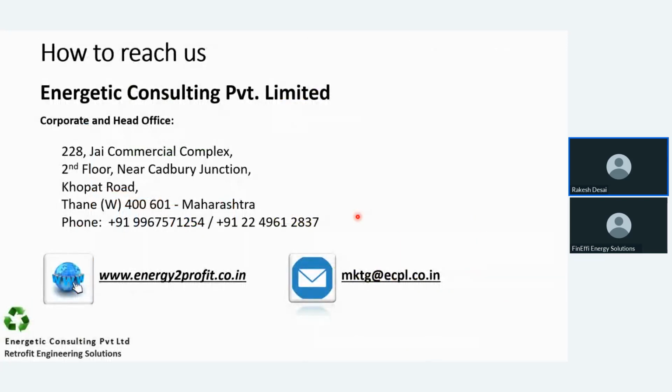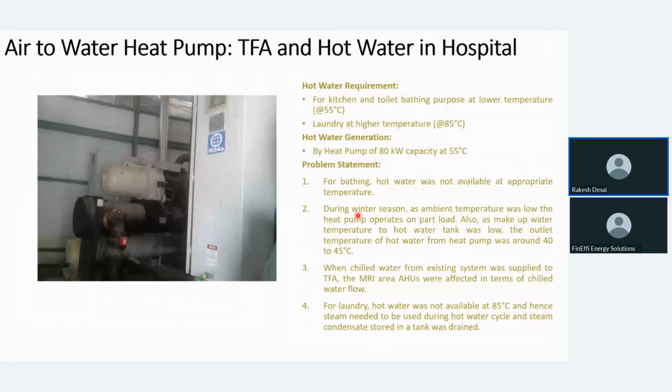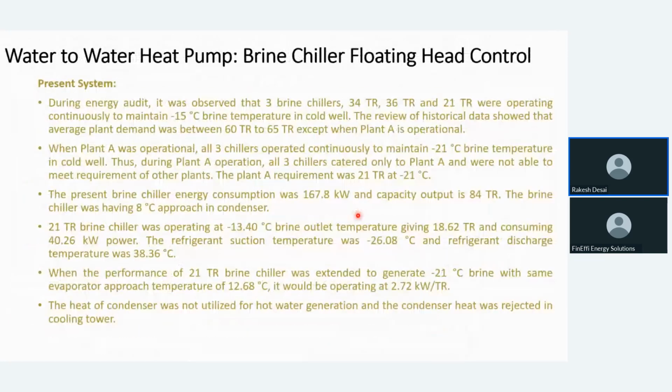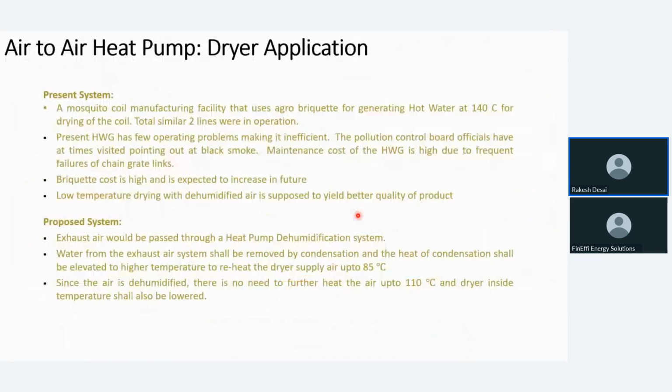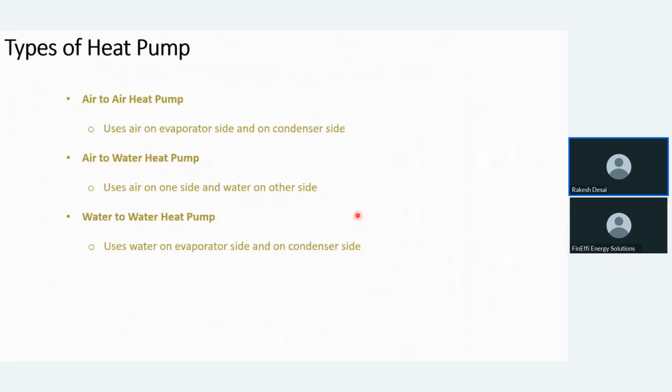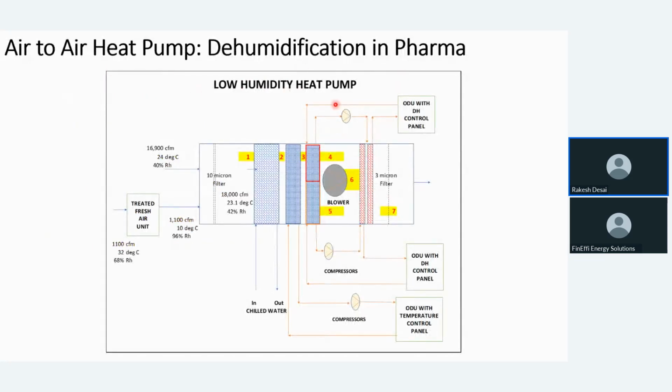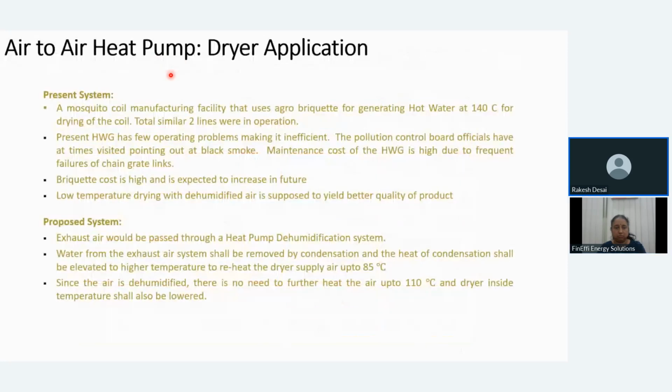So this is the end of my presentation. Here we have seen that we can have different types of hot water heat pump. I started with the types of heat pump: air to air, air to water, and water to water. In air to air, the first example was a humidity heat pump for pharma. Second, for the tire application.